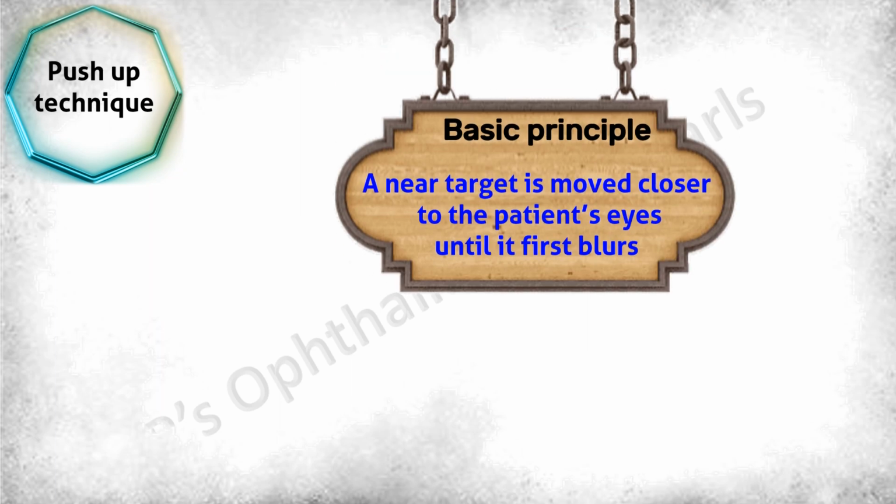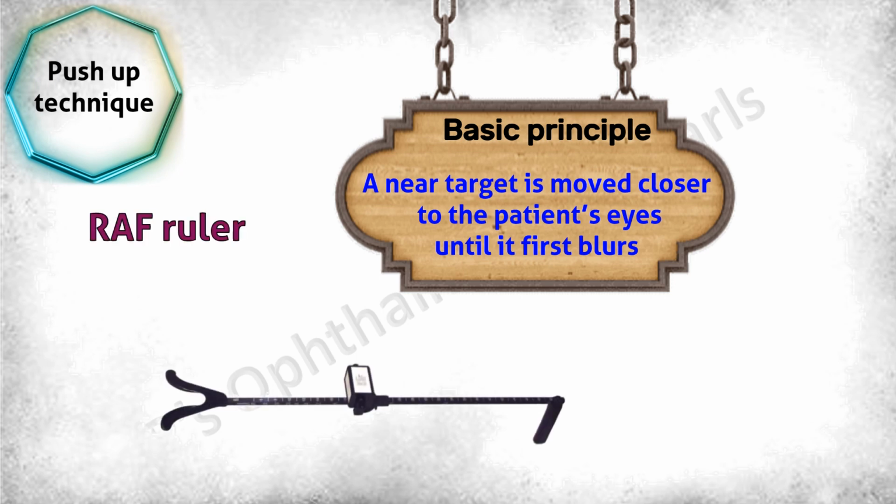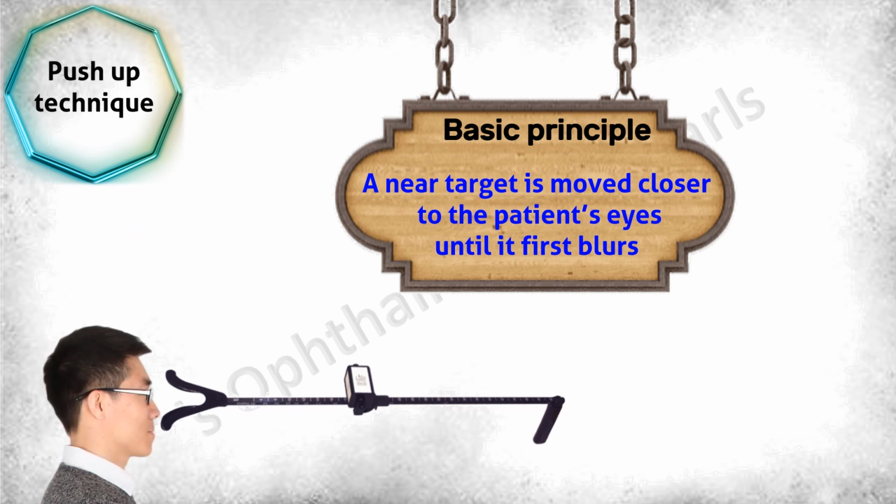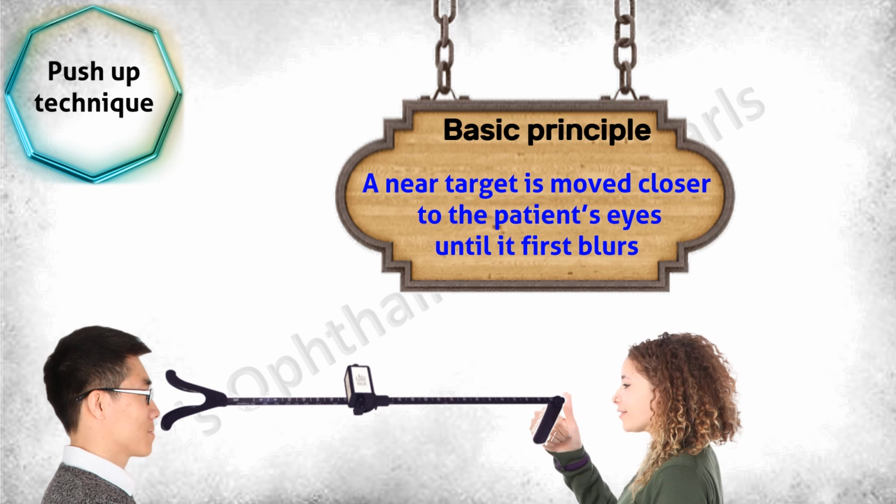The basic principle involves moving a near target closer to the patient's eyes until it first blurs. It is most commonly performed with an RAF or Royal Air Force ruler. In ametropes, the patient should be wearing his optimal distance correction. In an early presbyope, a partial near add can be worn to help see the target at the beginning of the test. The clinician should sit directly in front of the patient to allow simultaneous unobstructed view of the two eyes. If the reading card is not properly illuminated, this can be provided from behind the shoulder of the patient.